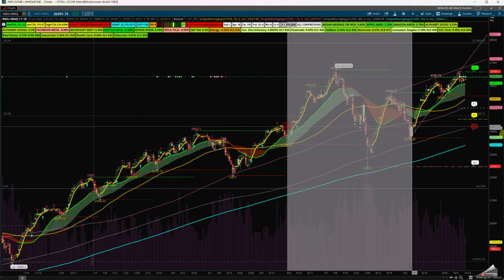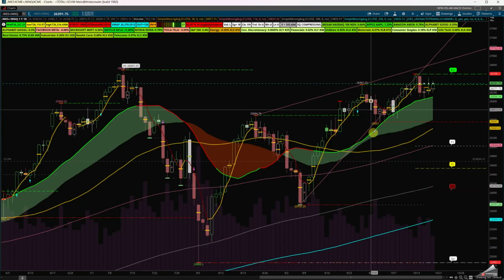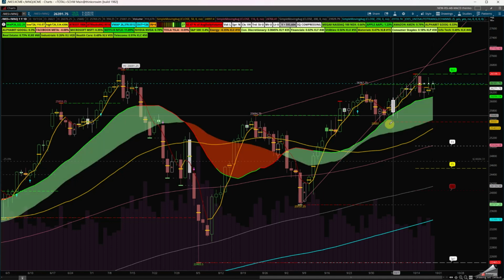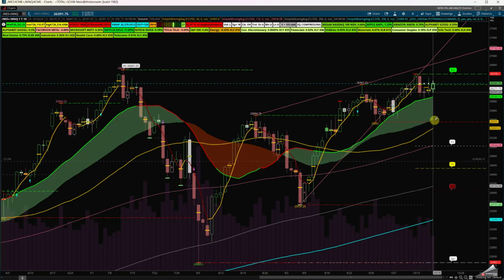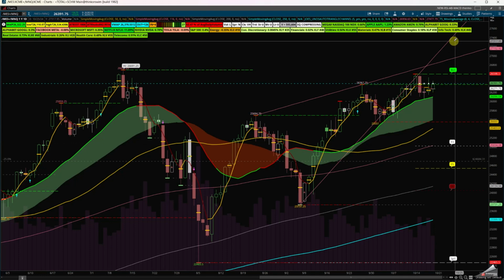If I zoom in on this area, what I want to do is pay attention to that 18 SMA. If we fall through it, does it act as support or resistance, or do we fall back to the 34 and the breakup of this consolidation, or do we get to the 50 where it catches up to it and gets a bounce, or do we fall back to the 116 and F3 before continuing higher?